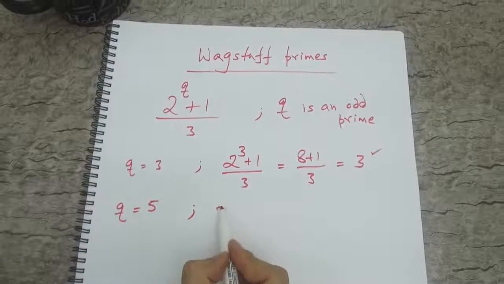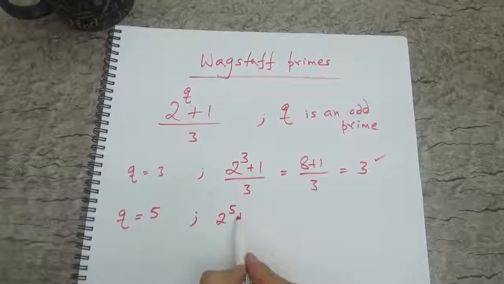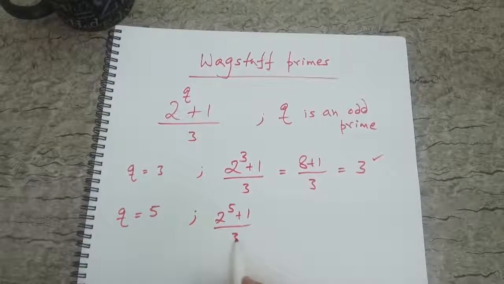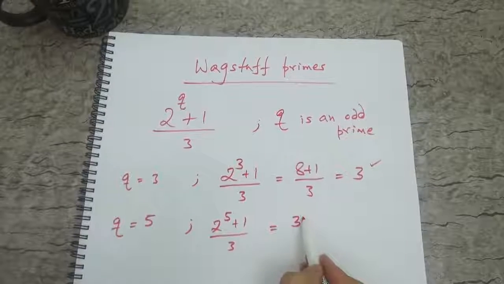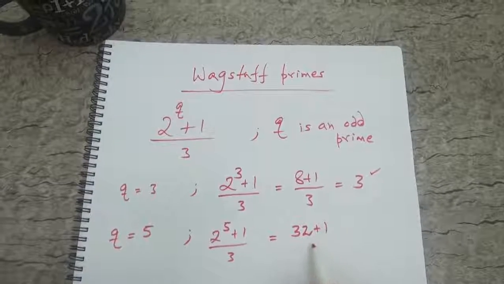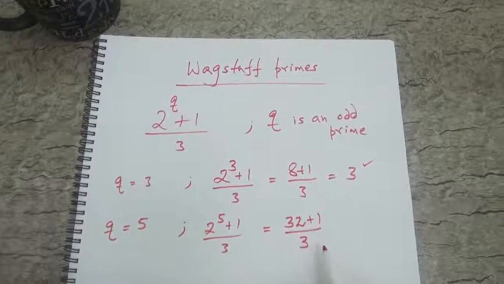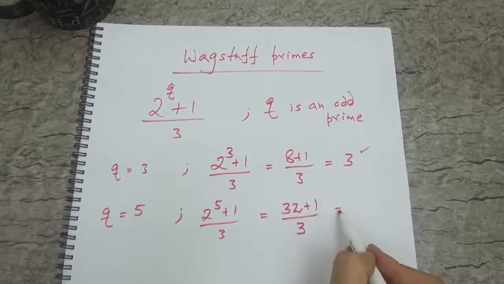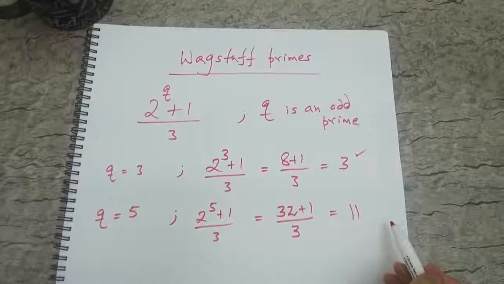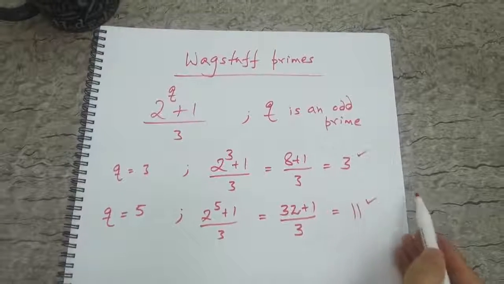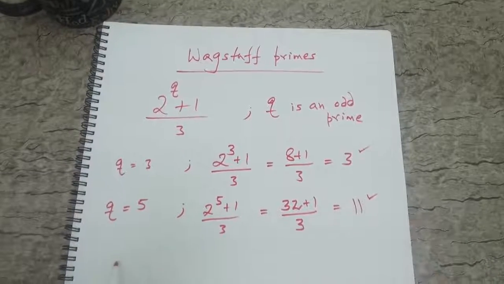We'll get 2 to the 5 plus 1, divided by 3, which gives us 32 plus 1, divided by 3, and that's 33 divided by 3, which gives us 11, which is a prime, and hence it's also a Wagstaff prime. Let's do one more.